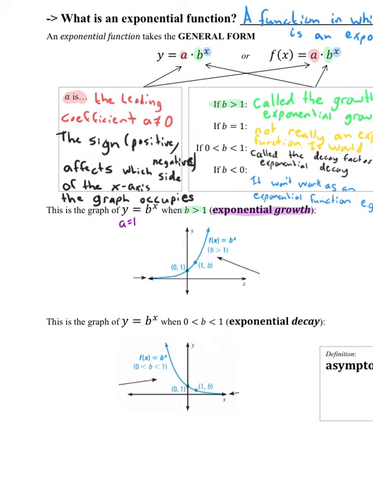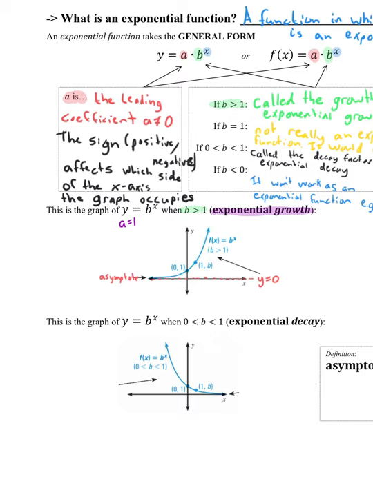The first thing I want to point out is that there's an arrow right here which is pointing out the asymptote. The asymptote would be the line y equals 0. In this case, there's always going to be a horizontal asymptote on these types of problems for exponential functions.